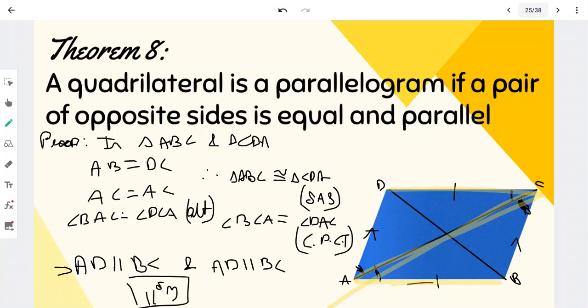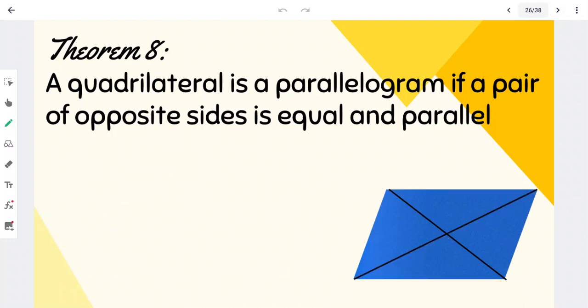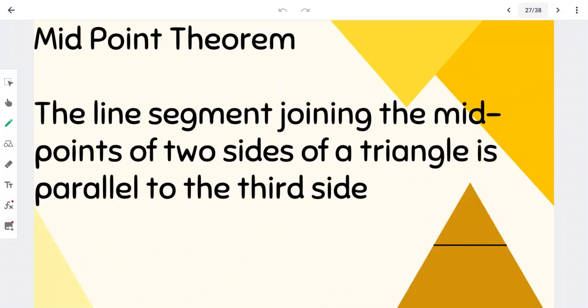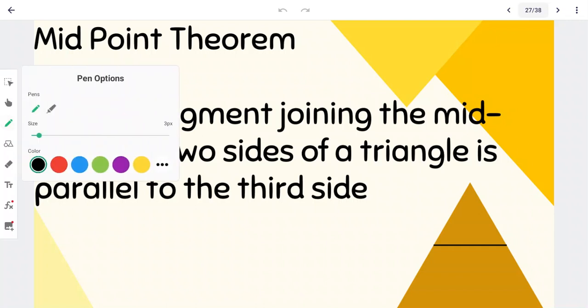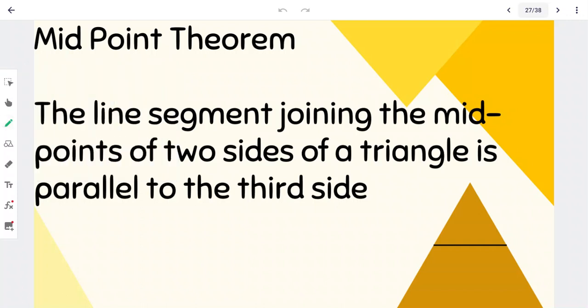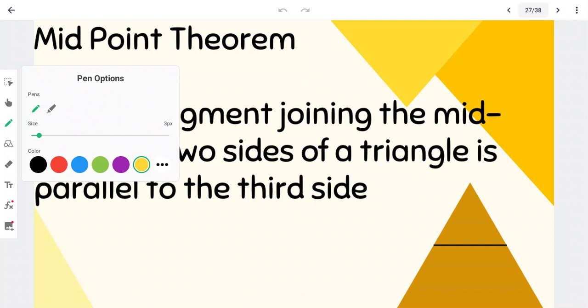So with this we have completed the 8 theorems. Okay, 8 theorems are completed. Now let's move towards the midpoint theorem. Important, you will get the most questions from this only. Okay, what does the midpoint theorem say? Listen carefully. The line segment joining the midpoints of two sides of a triangle is parallel to the third side.